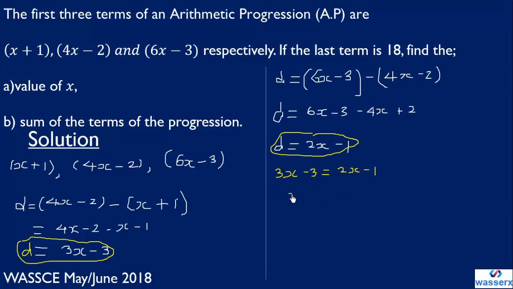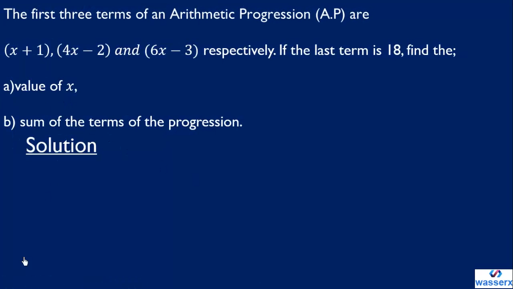So we group like terms to obtain 3x minus 2x is equal to negative 1 plus 3, hence our x is equal to 2. So we now find the sum of the terms of the progression, but we know we can find the first 3 terms now by substituting the value of 2 into the expression. So we get 3, 6, 9 to be the first 3 terms, and we were told that the last term is 18. So u sub n equal 18 equal L.